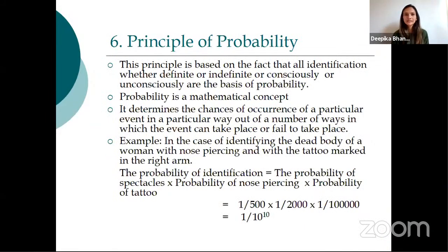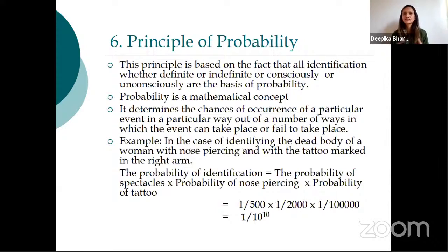So, principle of probability. This principle actually helps in excluding a lot of people that might be involved in the crime. It is based on the fact that all identification, whether definite or indefinite, or conscious or unconscious, is the basis of probability. So the law of probability is simply, like if we talk about tossing a coin, the probability of coming heads or tails is 50-50. It's a mathematical concept, right?